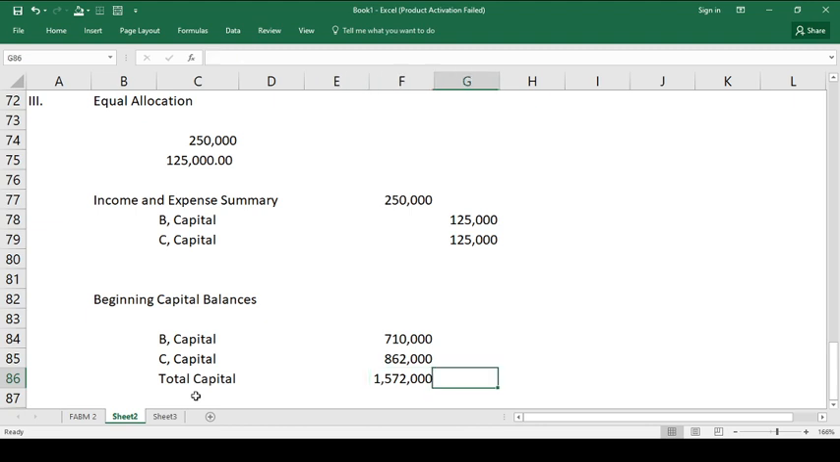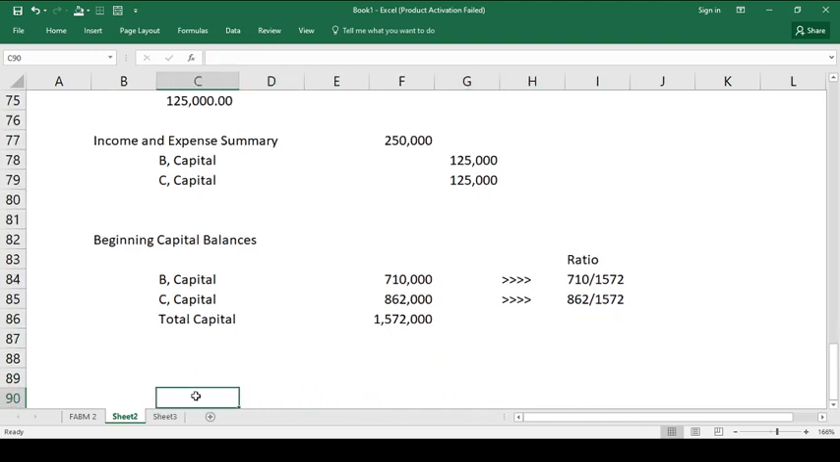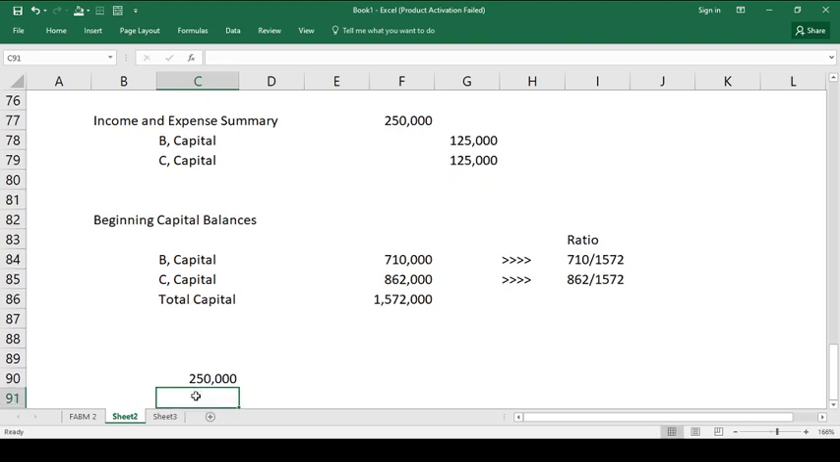And from that, we can now prepare a ratio. Okay, ano po yung ratio natin? The ratio will be 710 over 1572. Okay, tinanggal ko lang po yung mga 0 ha. And then for C capital, yung ratio natin would be 862 over 1572. Ayun. Ito po ang pagbabasihan natin to allocate the 250,000. So, to allocate the 250,000, magkano kaya ang magpupunta kay B?